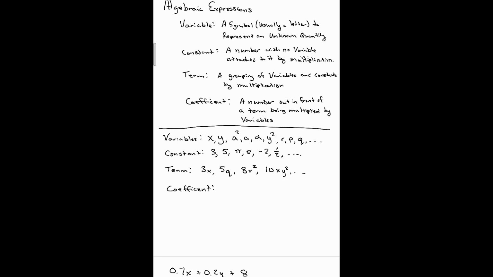Now, a coefficient is basically using the terms that we just wrote, but a coefficient is just a number out in front of the letters. So in the term 3x, the coefficient would be just 3. In 5q, the coefficient would just be 5. So the coefficients are just the numbers out in front of the terms.